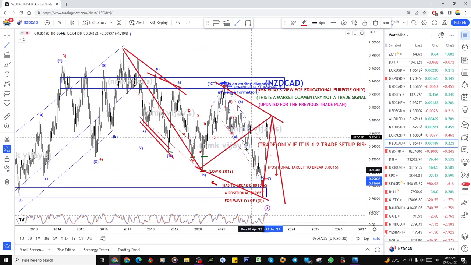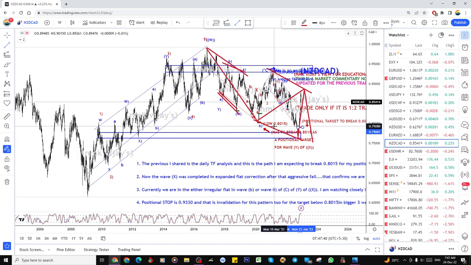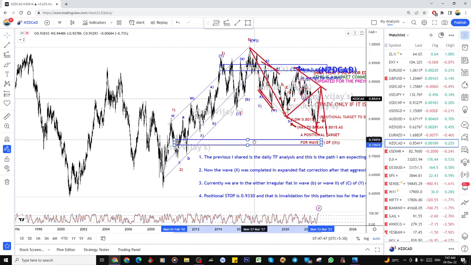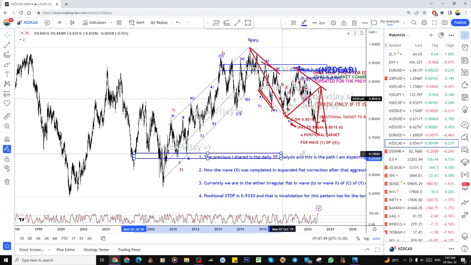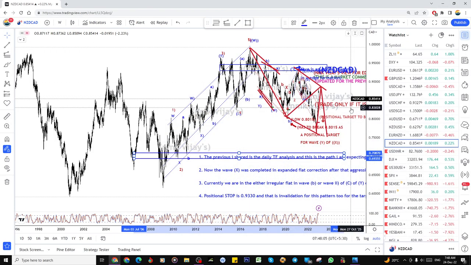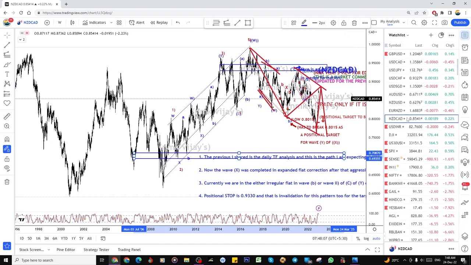So this I'm looking only for the C. So this is the A, this is the B, and C. So one is bigger A, this is the B in the irregular flat formation, and the C I need to break this low again, and it could be like this, the target, the previous 7080. So next we can move on, because the market is very slow, that is why I'm doing it a little bit fast. So we finished everything: USDCAD, USDJPY.